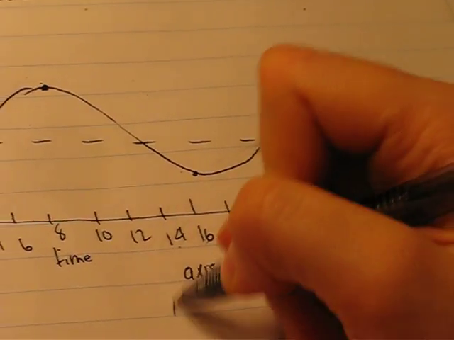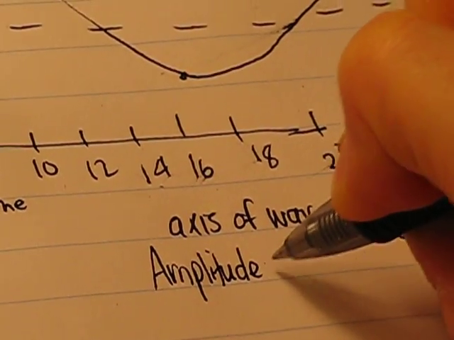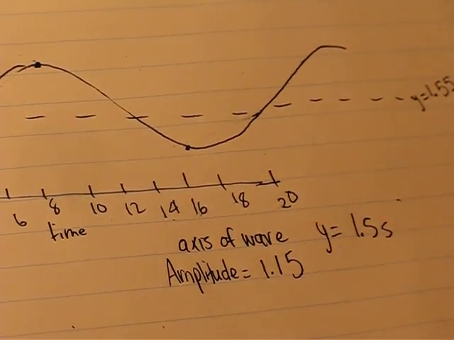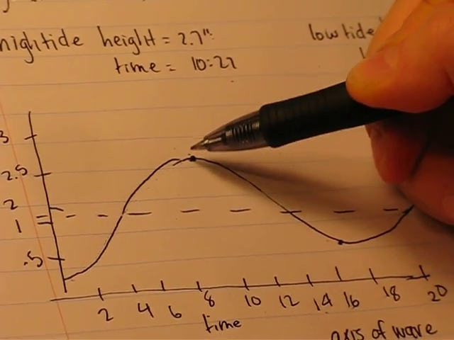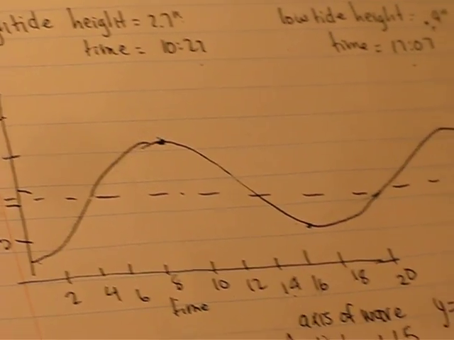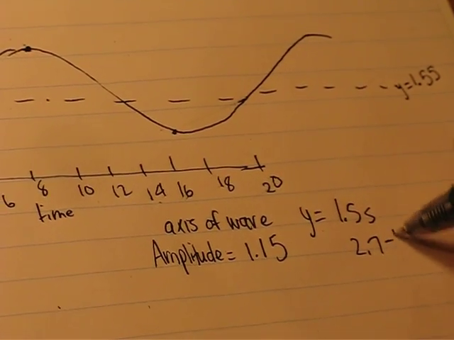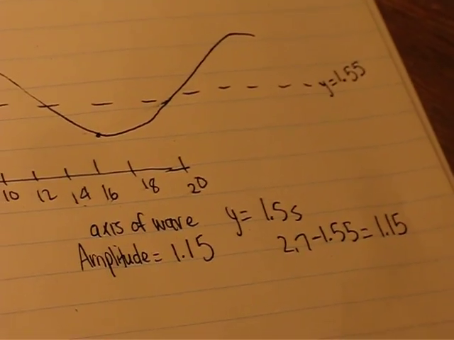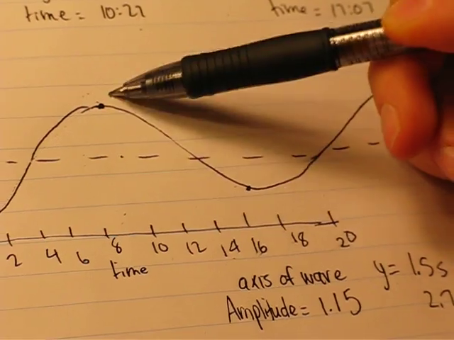Next, we want to find the amplitude. The amplitude is 1.15. We know this because we need to take the distance from the highest point to the axis of wave, and we do that by subtracting 2.7 minus 1.55. That gives us 1.15. The amplitude is always half of the total height of the graph.